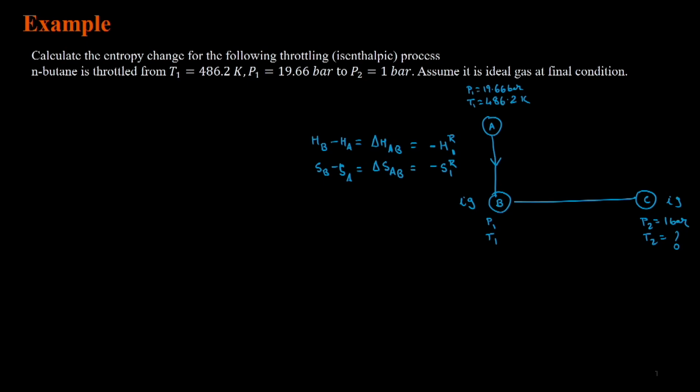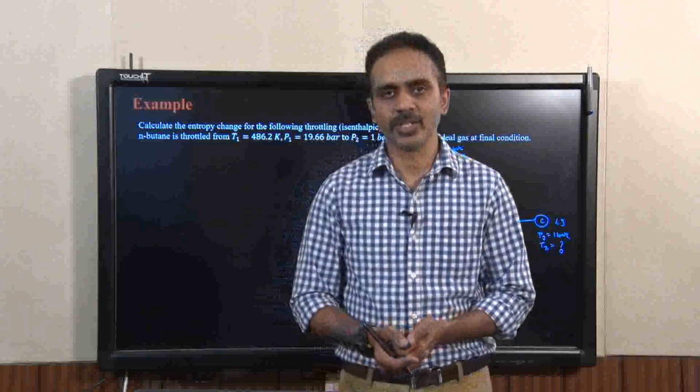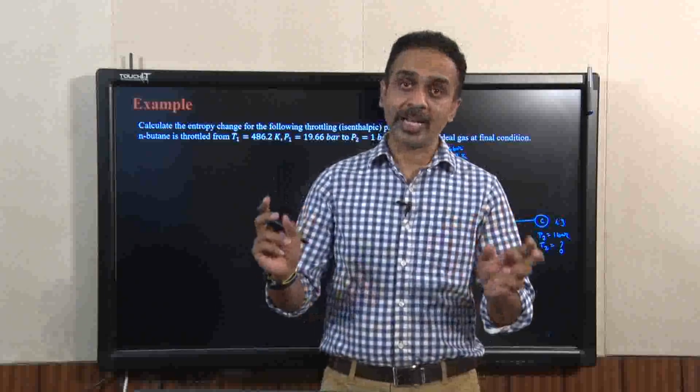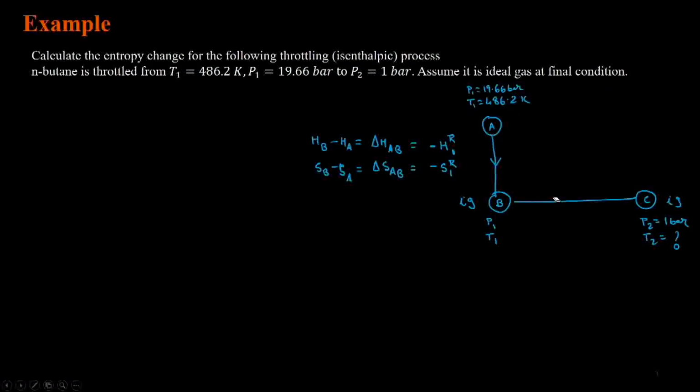And from B to C, it's pretty straightforward because all I'm interested in is just the change for an ideal gas going from B to C. And for an ideal gas, if you recall, it's pretty easy to calculate the enthalpy and entropy changes given the specific heat capacity. So let's call this delta H BC and delta S BC.